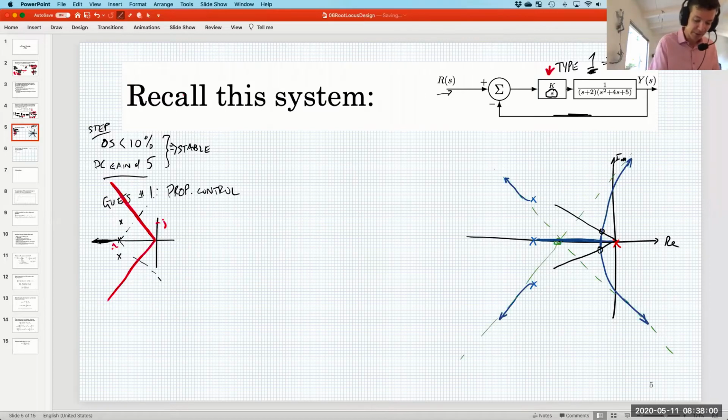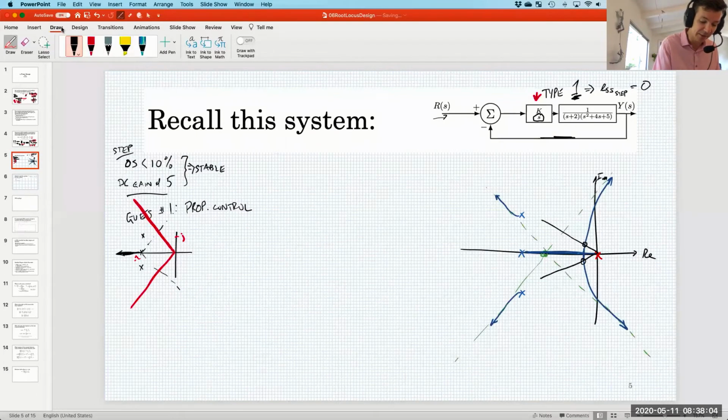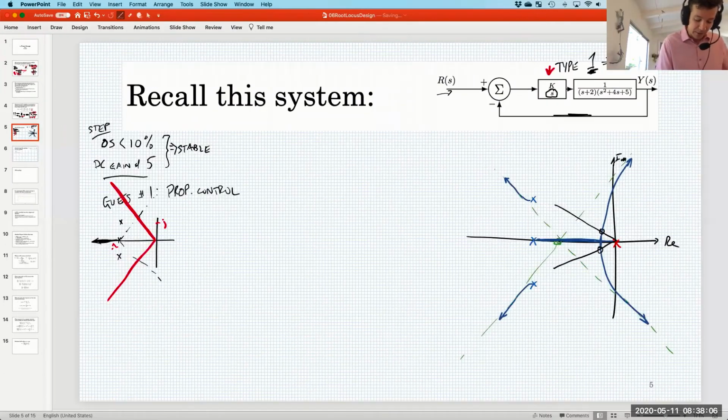There's our 10% overshoot cone if the system were second order. I have to keep adding that caveat. And so the angle of departure here, should we figure that out? It should probably be pretty easy. So theta departure is going to be 180 minus 90 minus 90. Job done, because there are no zeros. So the angle of departure here will be 0. So it goes flat, and then it goes out like that. Perfect.